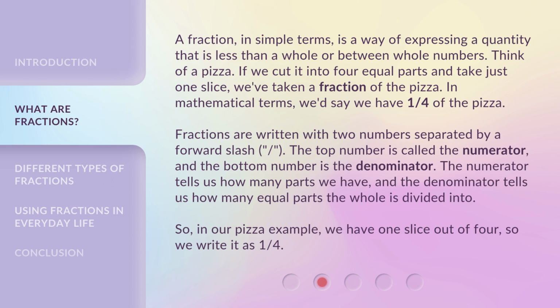Fractions are written with two numbers separated by a forward slash. The top number is called the numerator, and the bottom number is the denominator. The numerator tells us how many parts we have, and the denominator tells us how many equal parts the whole is divided into. So, in our pizza example, we have 1 slice out of 4, so we write it as 1/4.